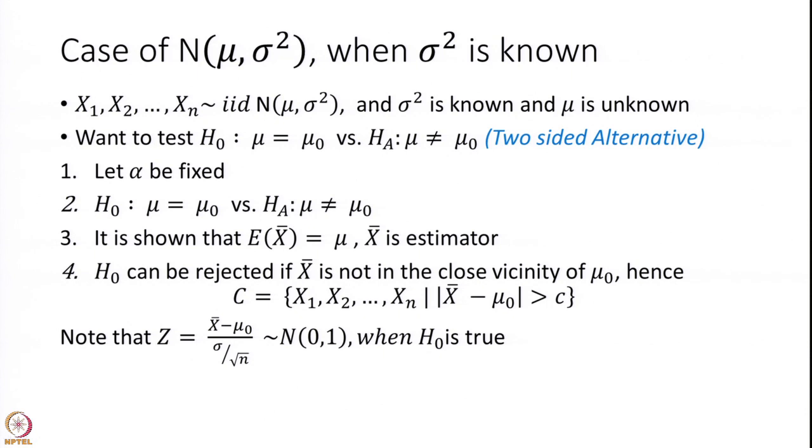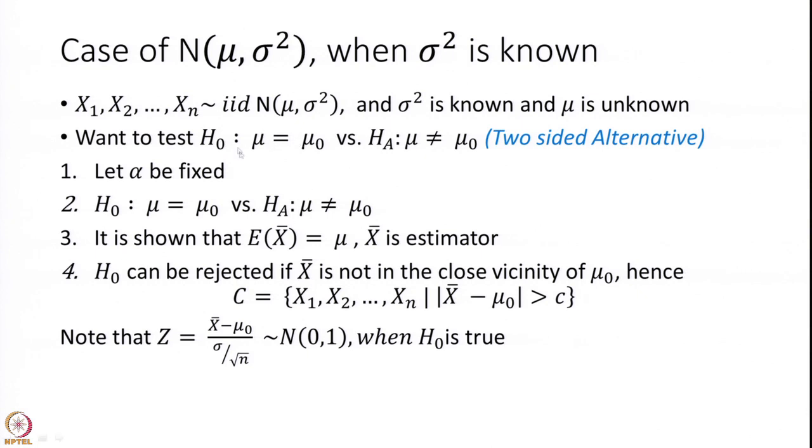So it could be less than mu naught, it could be larger than mu naught, but it is not mu naught. So first we have to fix an alpha. So let us say that alpha is fixed. We state the null hypothesis and the alternate hypothesis. In the third step, we have to find a test statistic.